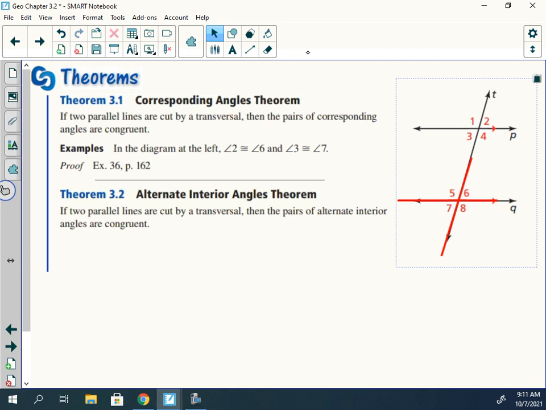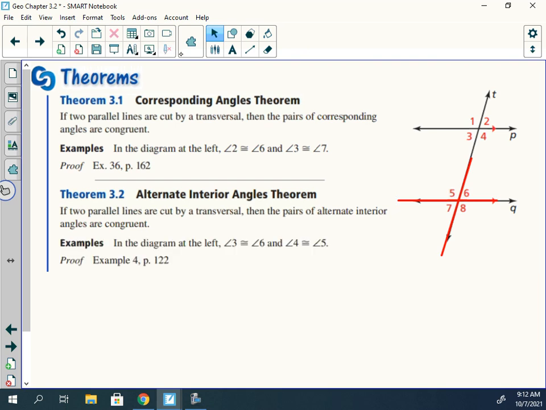Angle 1 is congruent with 5. Angle 2 is congruent to angle 6. Angle 7 is congruent to angle 3. And angle 4 is congruent to angle 8. That's our corresponding angles. Now, alternate interior angles: if two parallel lines are cut by a transversal, then the pair of alternate interior angles are congruent.